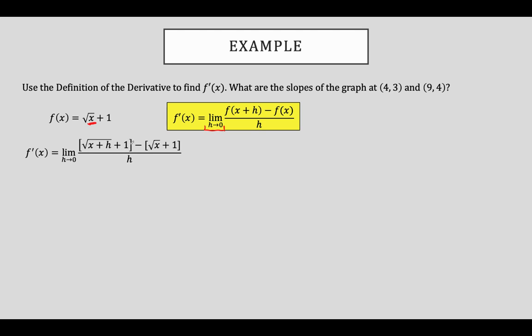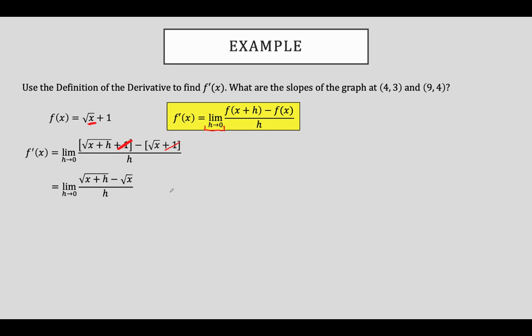Recognize I have a plus 1 minus a plus 1. Those are going to subtract to 0, leaving me with the limit as h approaches 0 of the square root of x plus h minus square root of x all divided by h. And if we try our direct substitution at this point, if we plug in 0 for h, that would give me root x minus root x, which is 0, divided by 0.